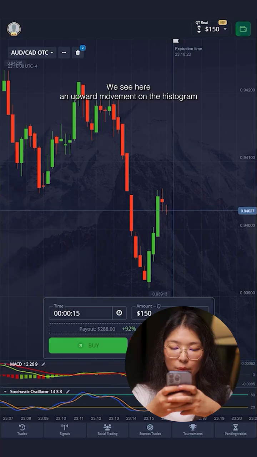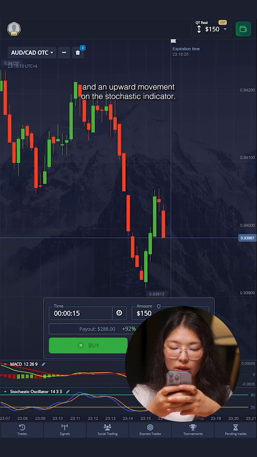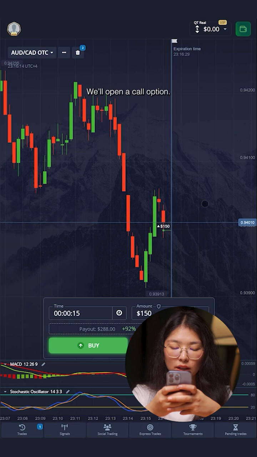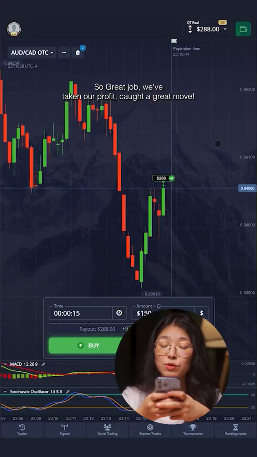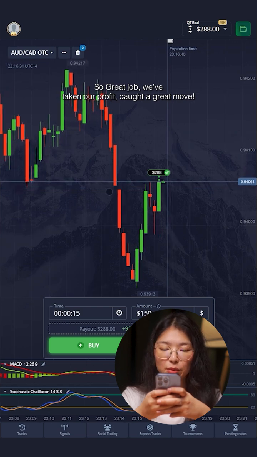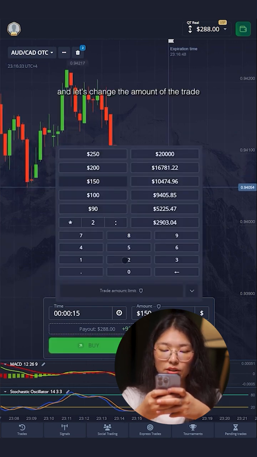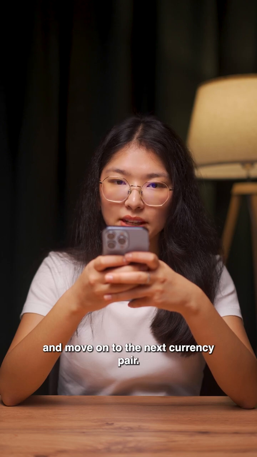We see here an upward movement on the histogram and an upward movement on the stochastic indicator, so we will open a call. So great job guys, we're taking our profit, got a great move, and let's change the amount of the trade and move to the next currency pair.